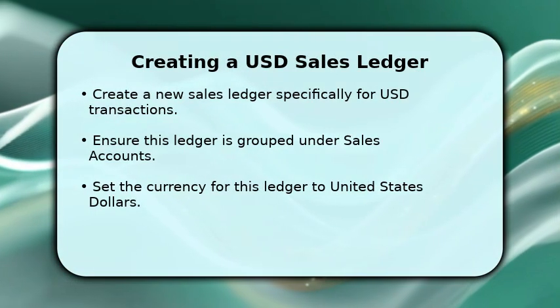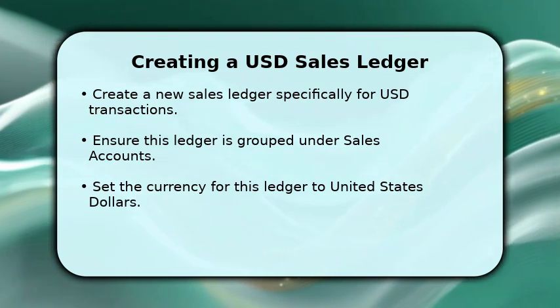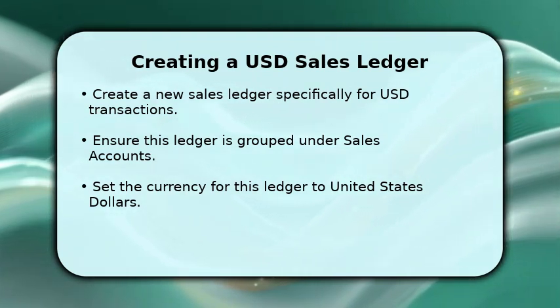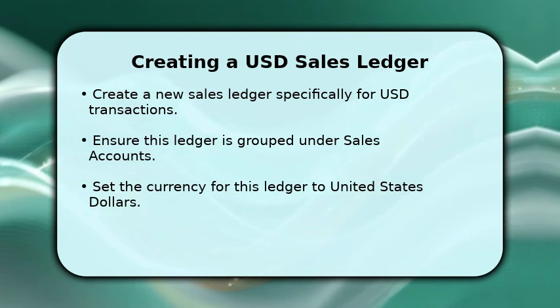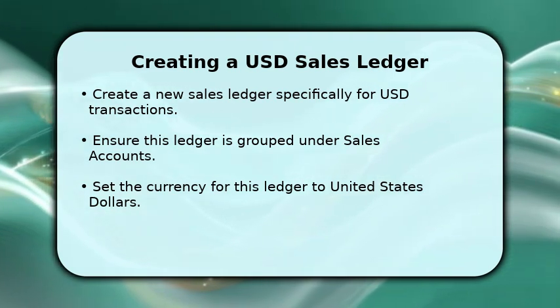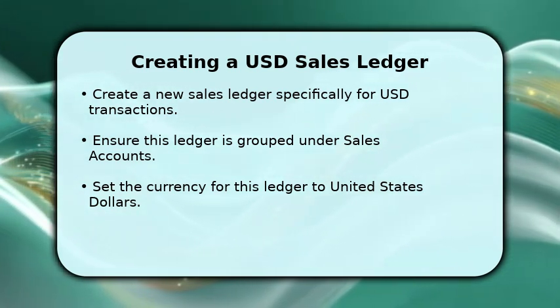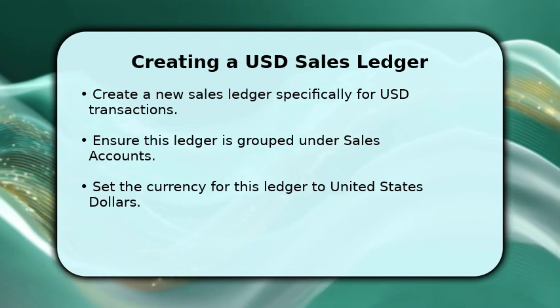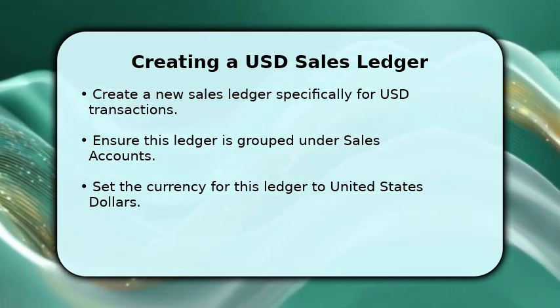Once your currency is set up, the next step is to create a dedicated sales ledger for your USD transactions. Go to Create, then Ledger, and name it appropriately, perhaps USD Sales. Make sure to group this ledger under Sales Accounts.